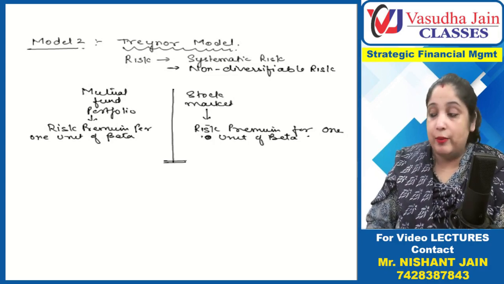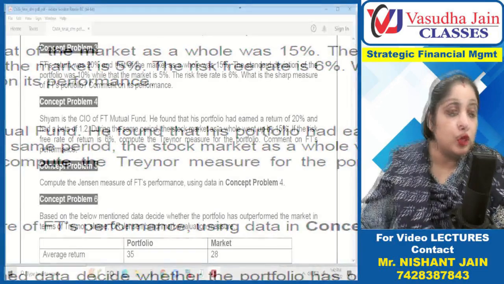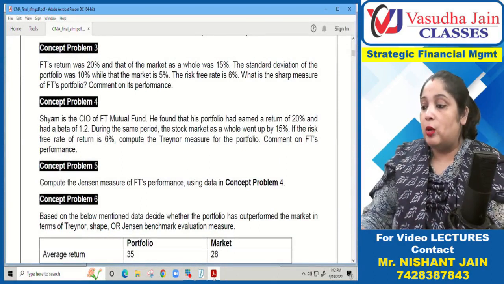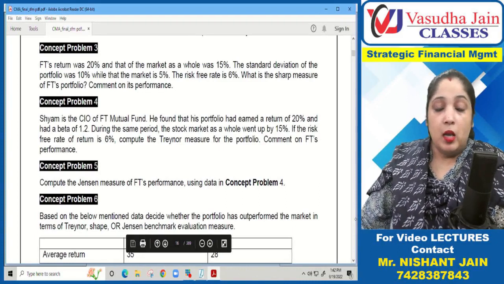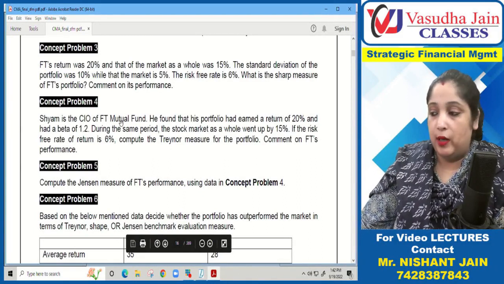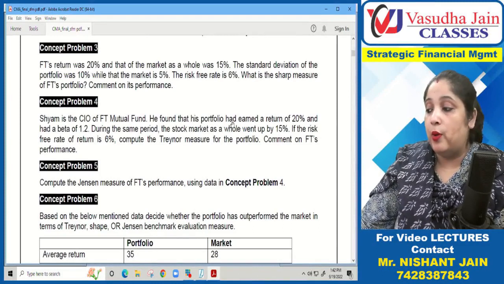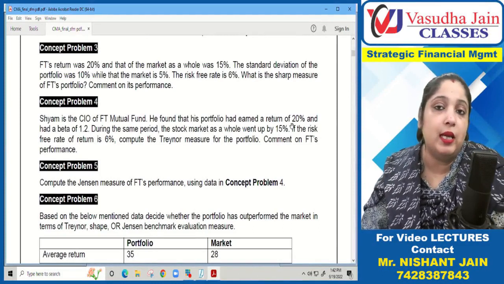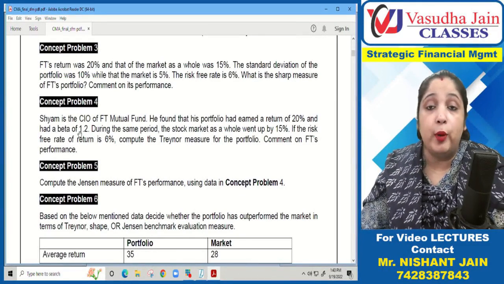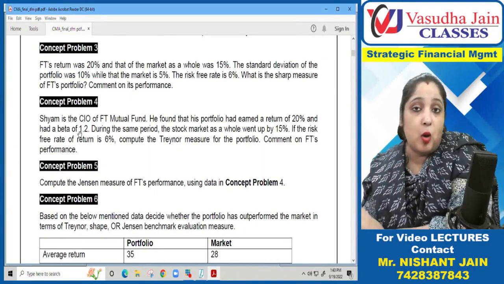So let us do the conceptual question number 4. Please observe, we will use the figures of question number 4 and then I'll explain how the Treynor model works. Shyam is a CIO of FT mutual fund. So there is a mutual fund and Shyam is a CIO. He found that his portfolio had earned a return of 20%. So the mutual fund portfolio has earned a return of 20% and has a beta of 1.2. What does the beta mean? How much riskier is your portfolio in comparison to the stock market portfolio?